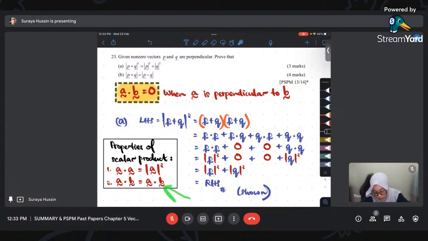Kalau kamu masuk universiti, kamu akan nampak lagi banyak properties dan perlu apply. But this is so simple, you can look at it and just analyze it first. How do I do this? Okay, kita rehat 1 minit.